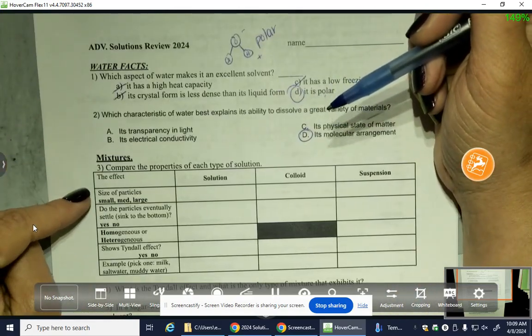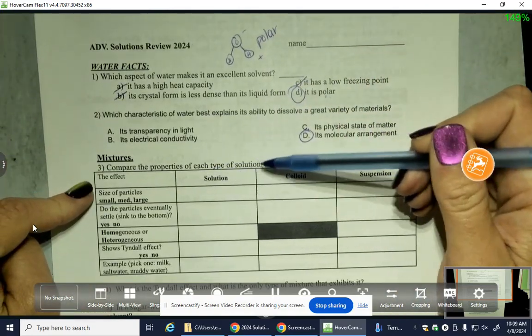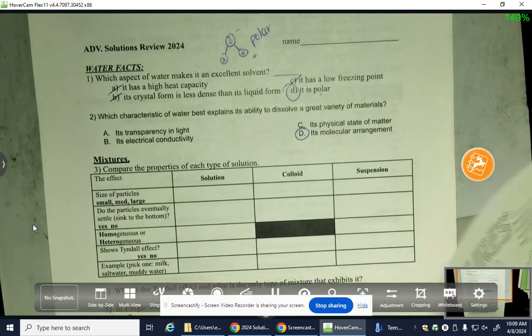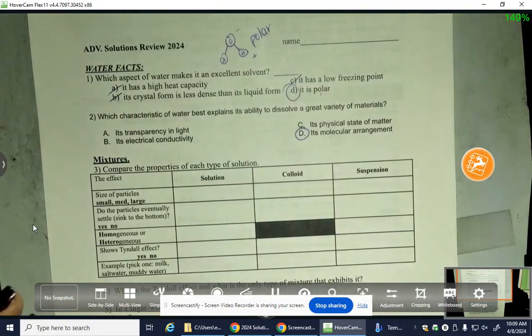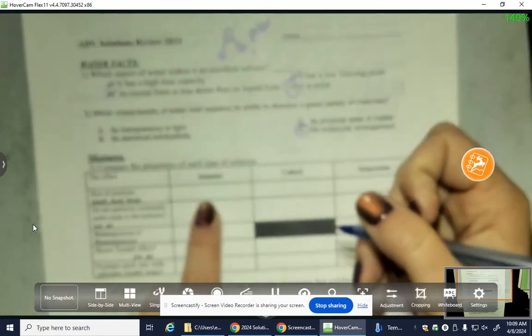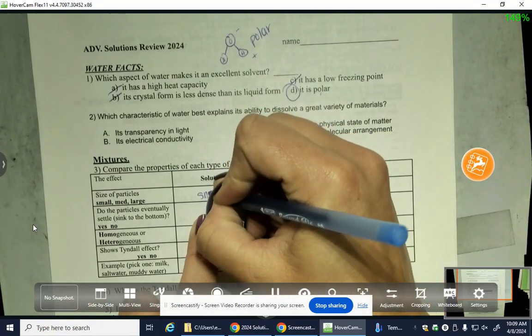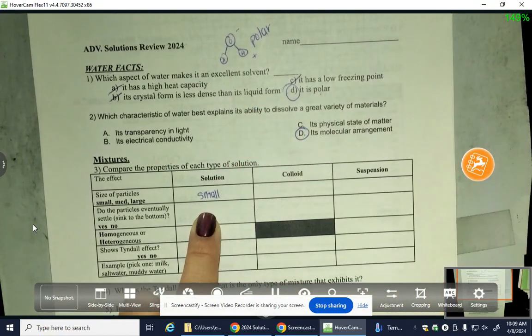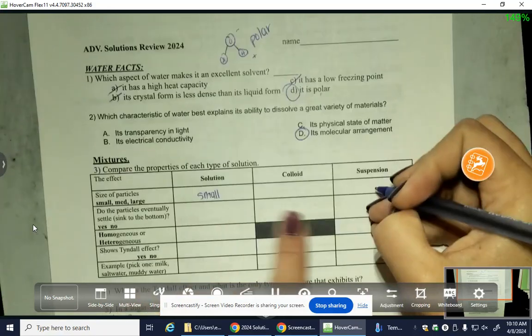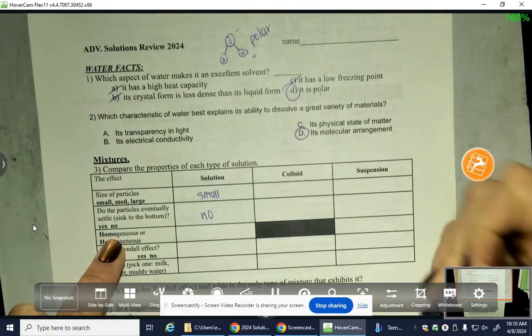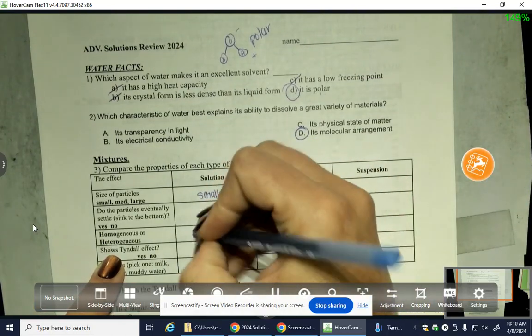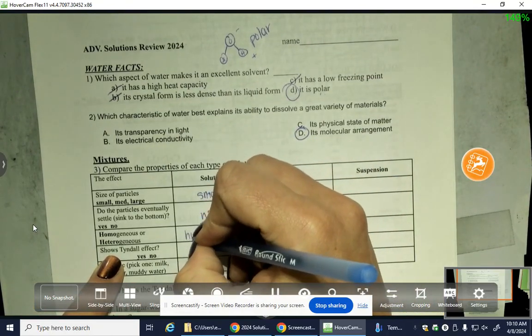All right, so comparing the properties and types of each solution. So this is based off of these notes if you have them, okay? And so I'm just going to kind of be pulling from that. So size of the particles. So for a solution, they're small. They're small enough to stay in solution, right? Do the particles eventually settle or sink to the bottom? No. Homogeneous or heterogeneous? This one is homogeneous.